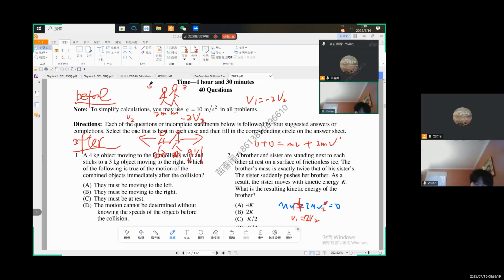Okay, now we know v1 equals 2v2, and then? So that means it's over 4. D. So which one do you want to choose then? D.